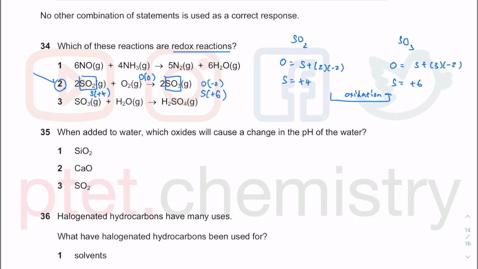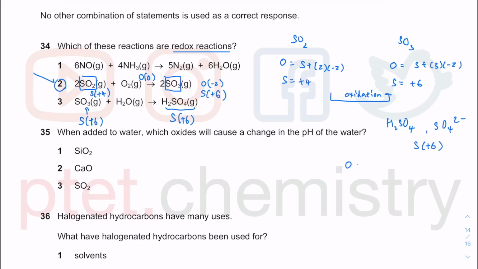Number three is the last step in the formation of acid rain. It's also the last step in the series of industrial processes to make sulfuric acid in the industry. SO3 is sulfur plus 6, as we mentioned just now. H2SO4 is sulfuric acid, is sulfur plus 6. If you don't believe me, H2SO4 or SO4 2-, they have sulfur plus 6.